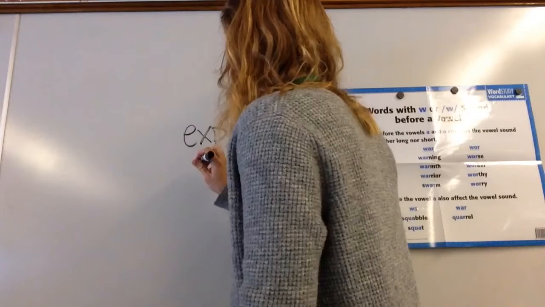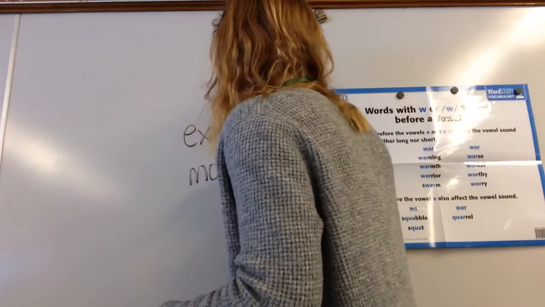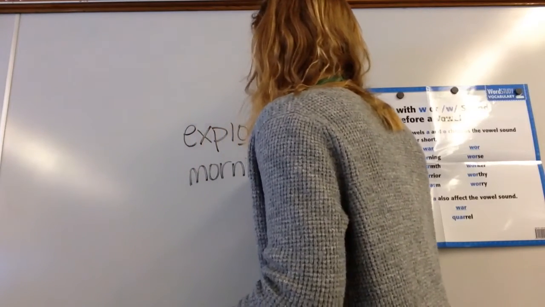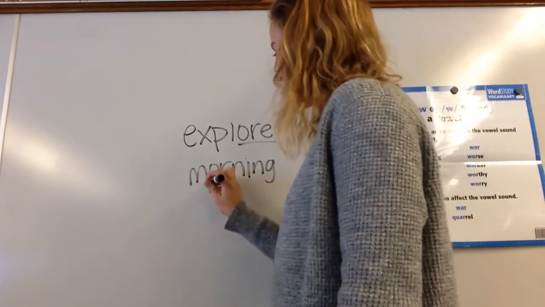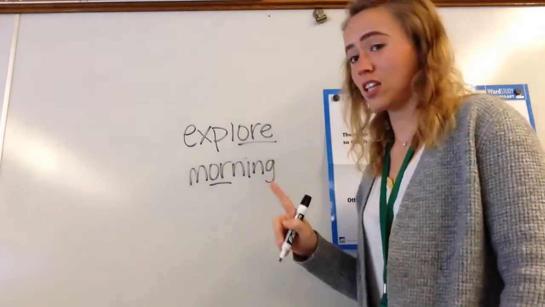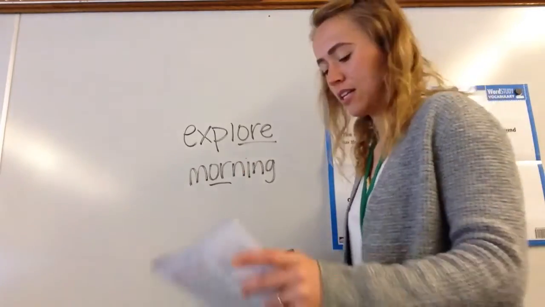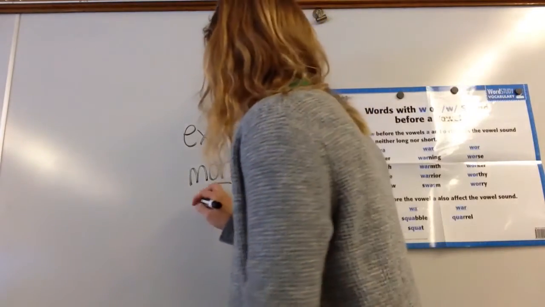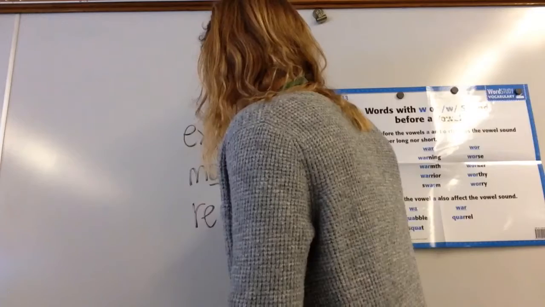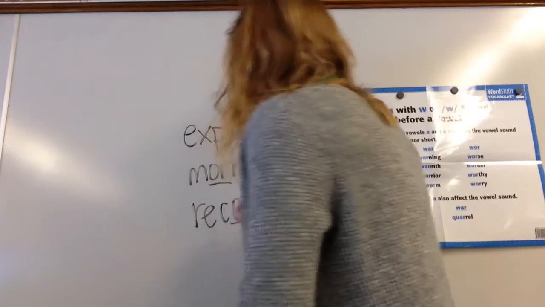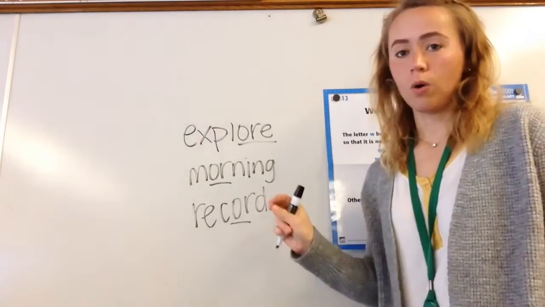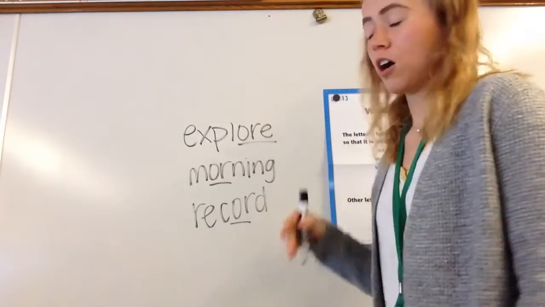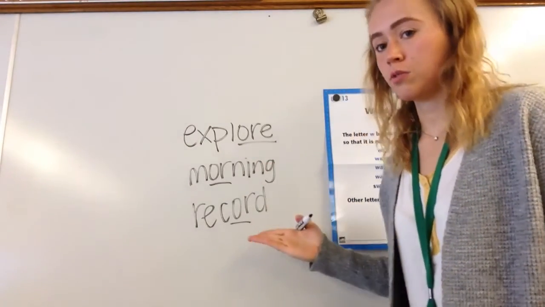We have morning. So we have the OR here in the first syllable. This one's in the second, and it's accented. And then another one is record. So you have the OR right there. In all of these words, you hear that OR sound because of the R. So that is a review from our Unit 12 words.